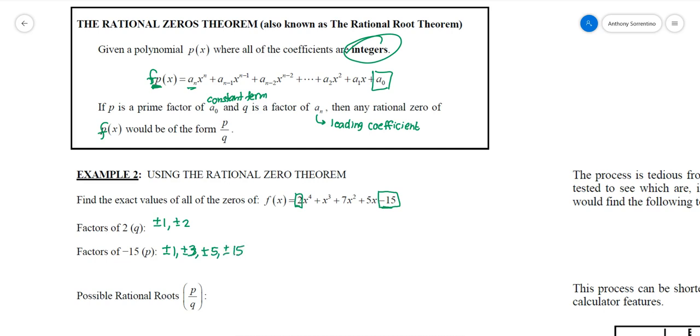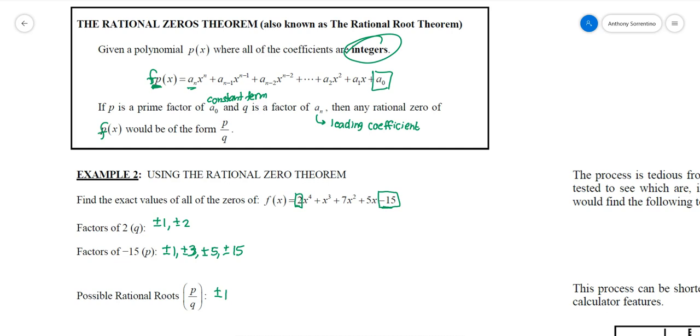That's my list. Now, the possible rational roots, or zeros: I just take every possibility of p divided by q. So 1 divided by 1 would be plus or minus 1.